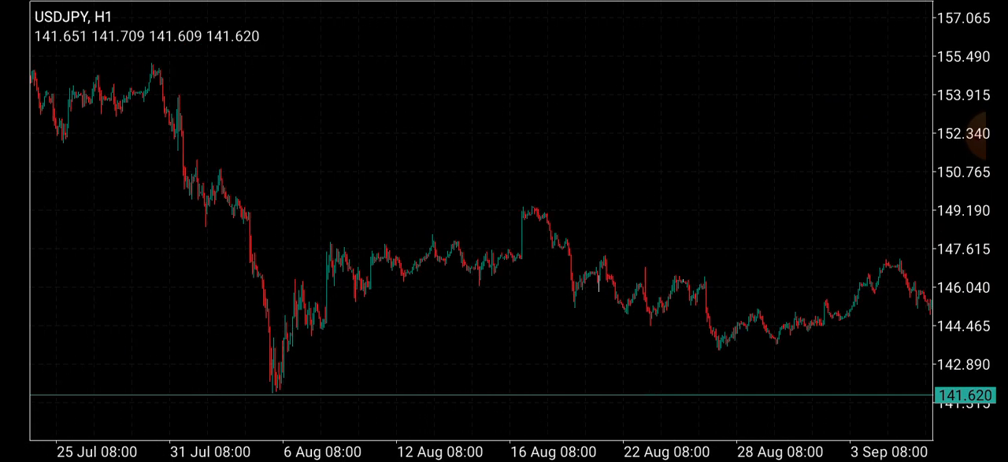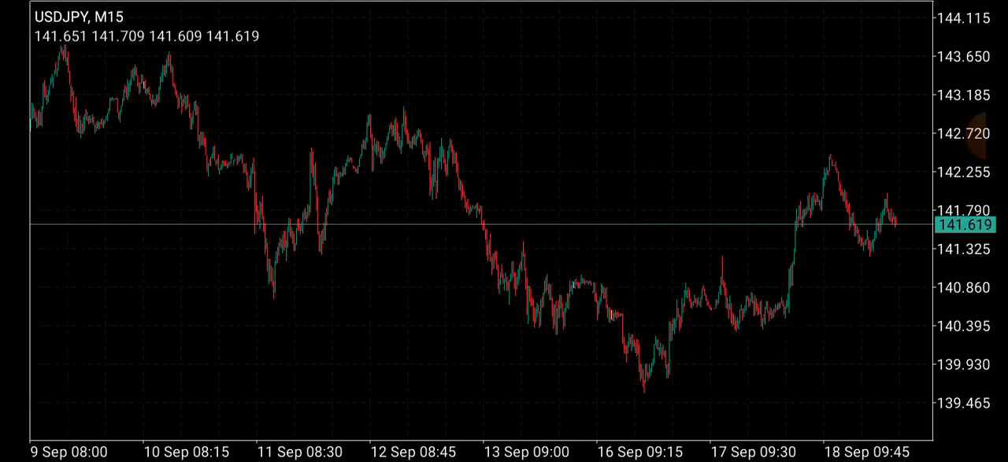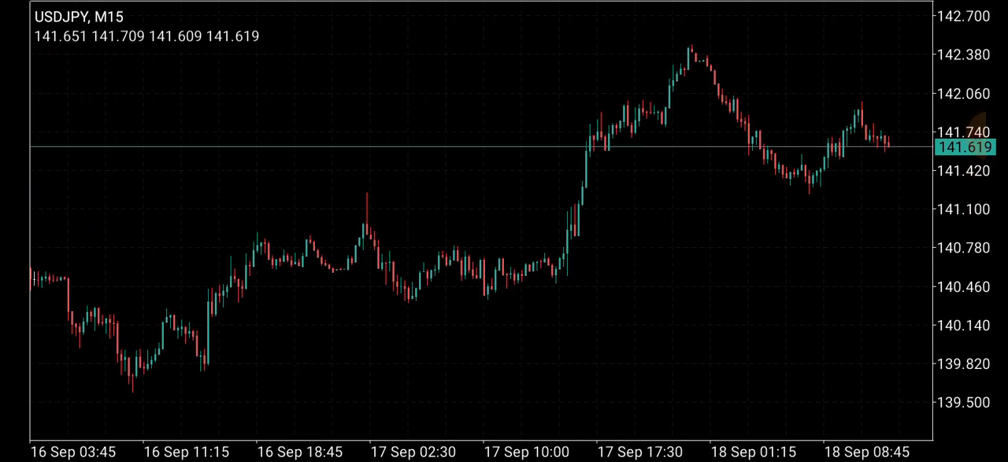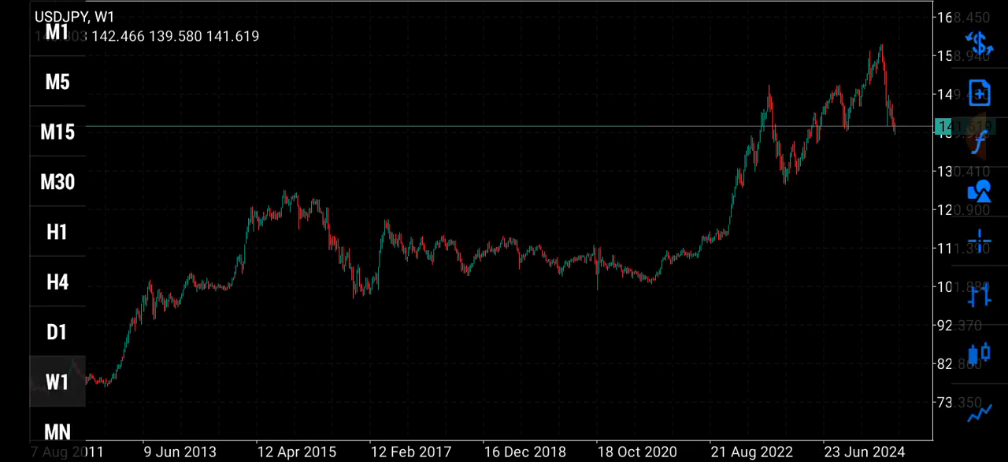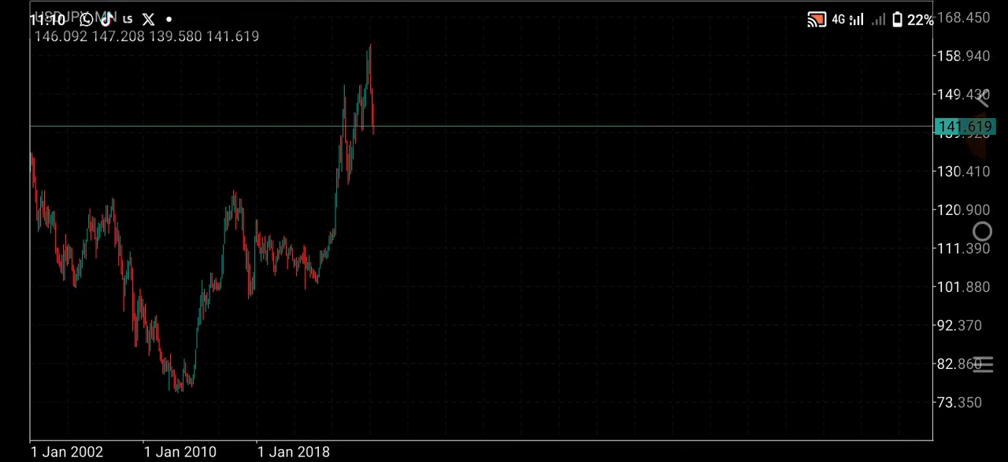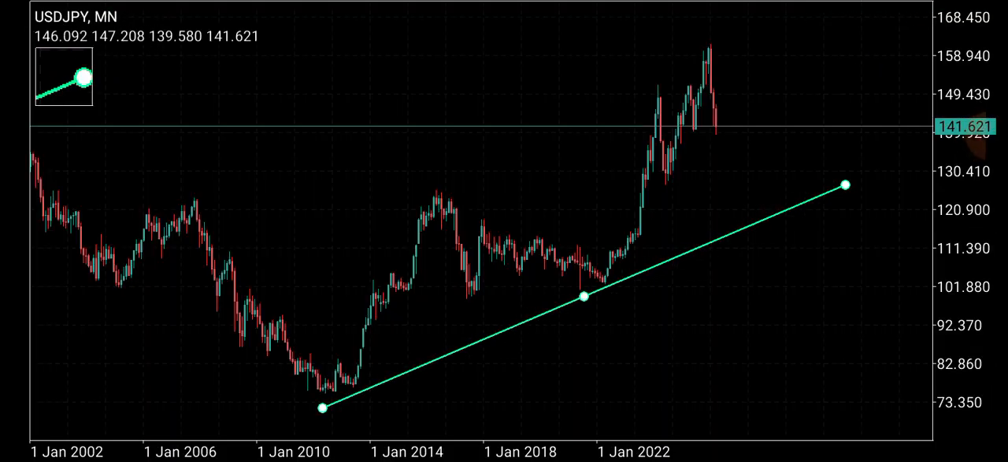I'll be analyzing USDJPY and then give us an insight of what the market is doing and what it could likely do in the future. So I'll be looking at that. First of all, this is my trend line.